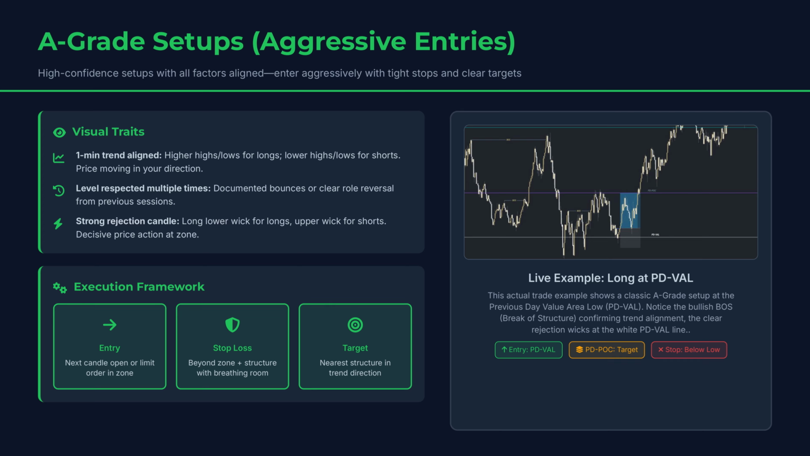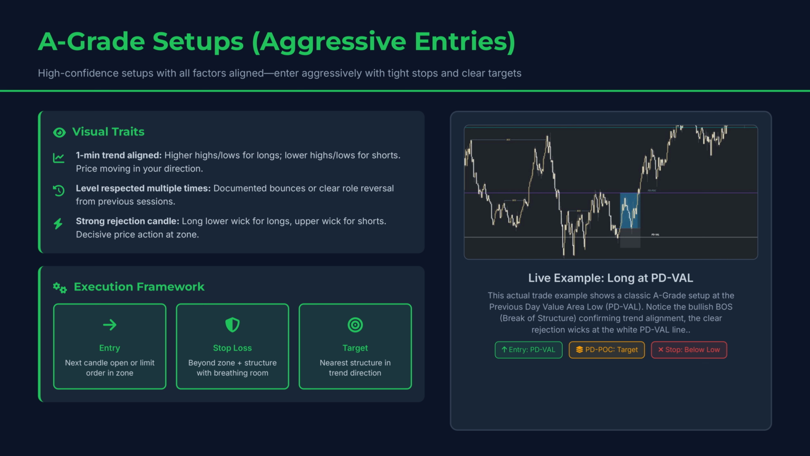You're watching price approach Wednesday's PD VAL at 6,500. You check your 1-minute chart. It's clearly bullish with higher highs and higher lows forming over the past 30 minutes. And then you see it: price comes down to 64.98, just 2 ticks shy of your VAL, and a beautiful bullish candle prints with a long lower wick, rejecting the approach. That is your A-grade setup. All 3 boxes are checked.